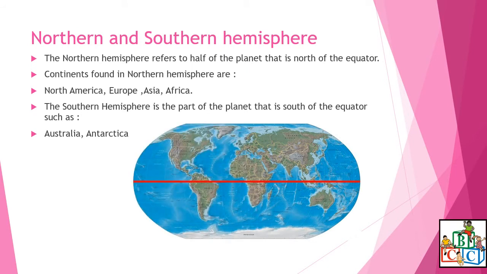Take a look at the picture. You have planet Earth. The red line in between is the equator. Half of the planet that is the north is the northern hemisphere, and which is the south is the southern hemisphere.